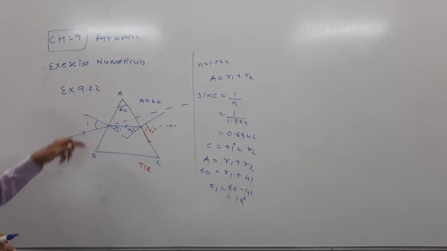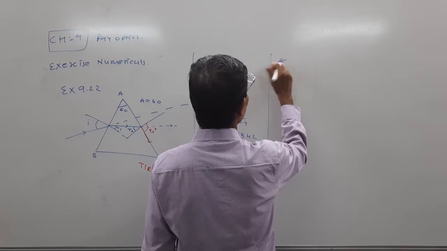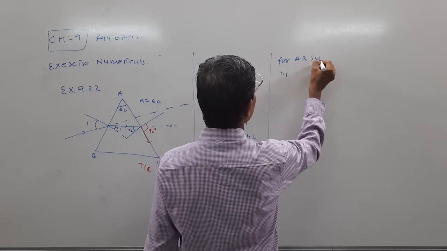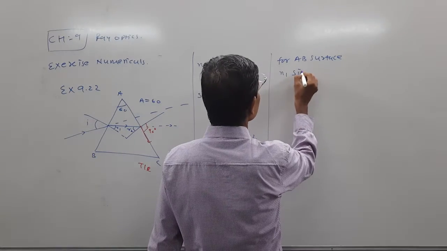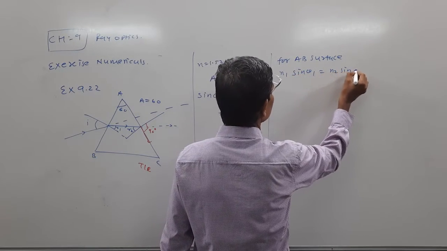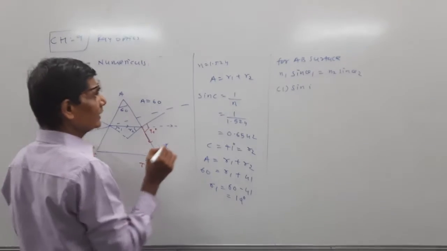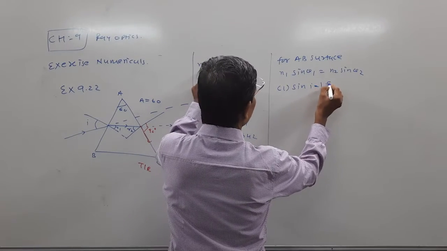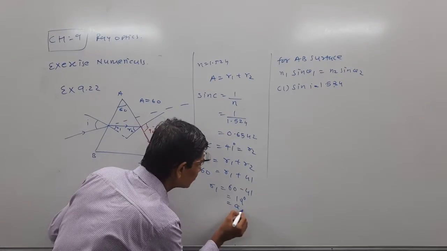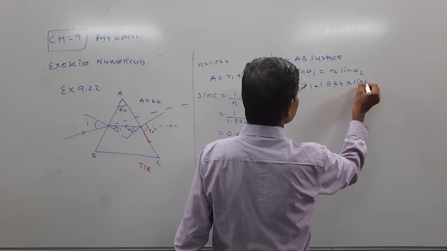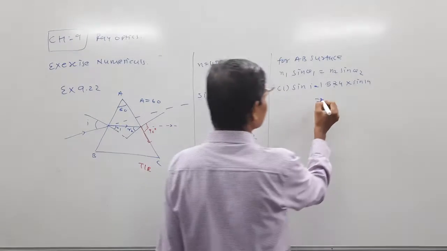Now consider the refraction on the AB surface. We write the equation for the AB surface using Snell's law, that is n1 sin theta 1 equals n2 sin theta 2. Here n1 is 1, sin i is sin theta 1, n2 is 1.524, and this theta 2 is nothing but r1, that is sin 19 degrees.